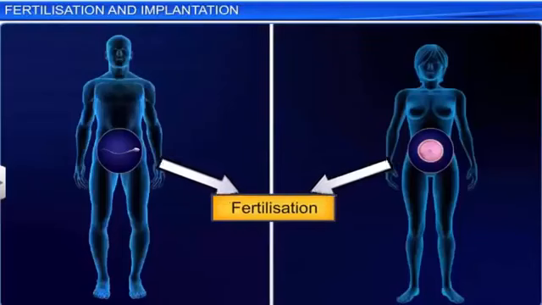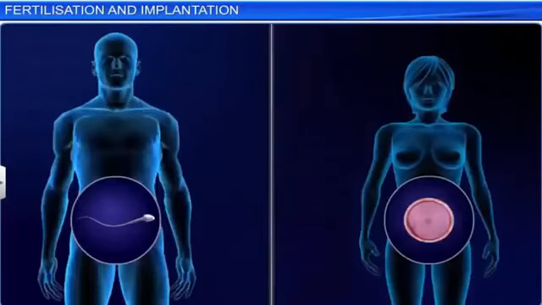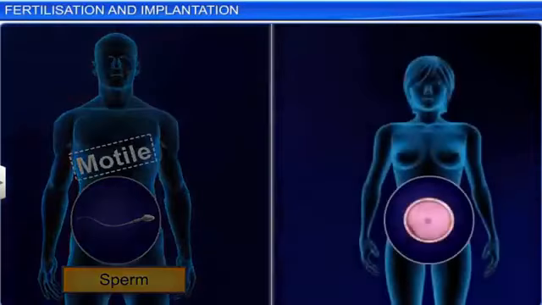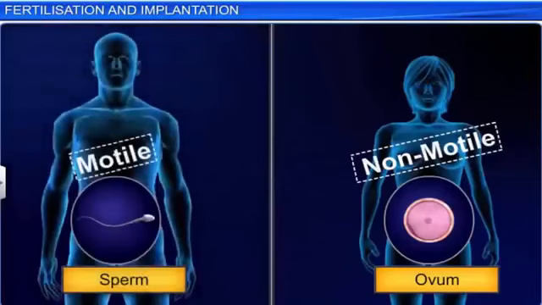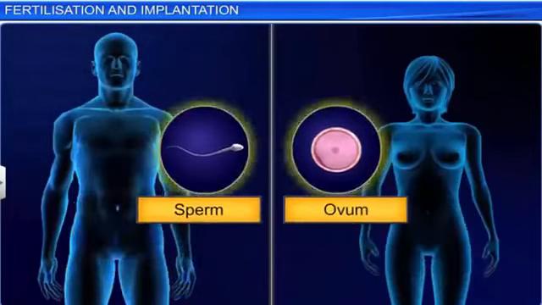Fertilization or fusion of gametes is the most vital event in the process of sexual reproduction, as it results in new life. In humans, while the male gamete or sperm is motile, the female gamete or ovum is non-motile. Therefore, for fertilization to occur, the 2 gametes must be brought together.